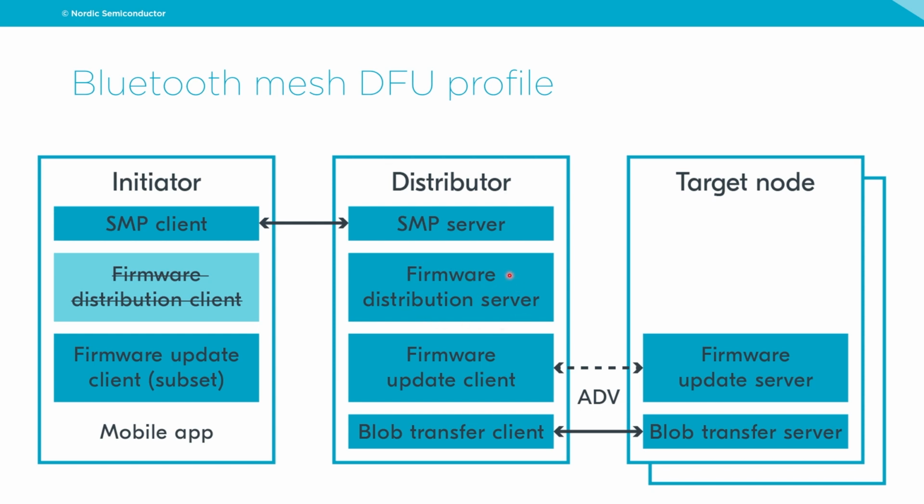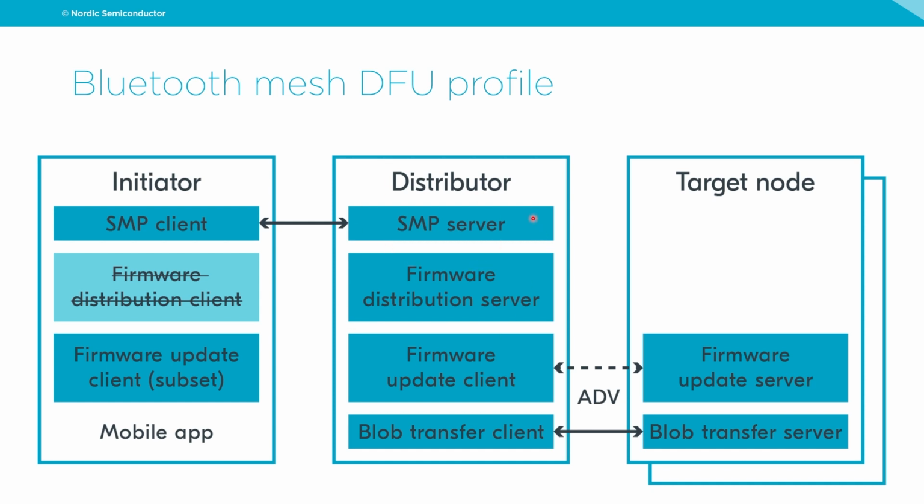So if you would have a mobile app or some other type of device as the initiator that supports firmware distribution client, then you would be able to use that mechanism defined in the Bluetooth mesh specification to send the firmware. In our case, we are sending the firmware from the initiator to the distributor using the SMP client. SMP is the Simple Management Protocol that's also used for the Bluetooth LE DFU process.